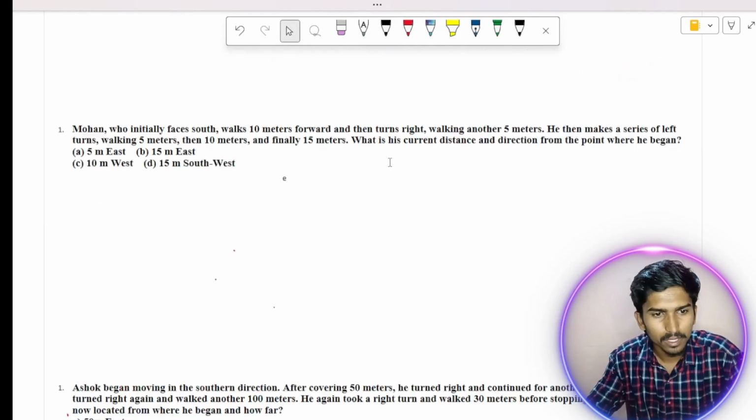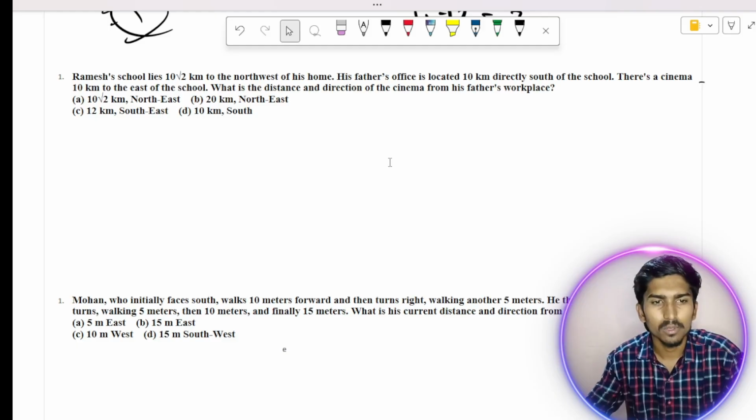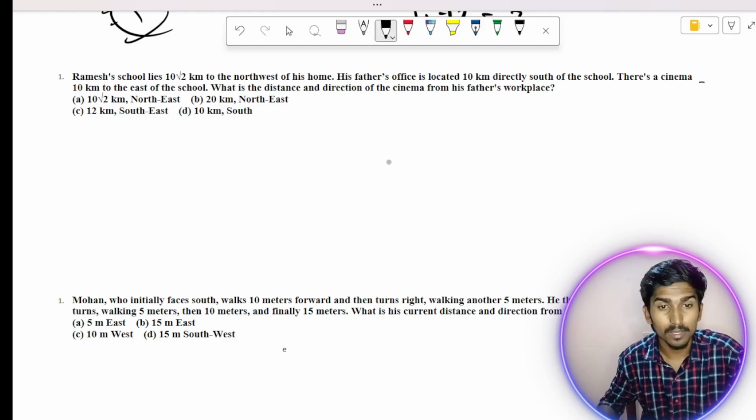So the next question, I think it is somewhat bigger, means like a complex question. Complexity is more in this type of questions. So let us see whether it is a very advanced question or not.